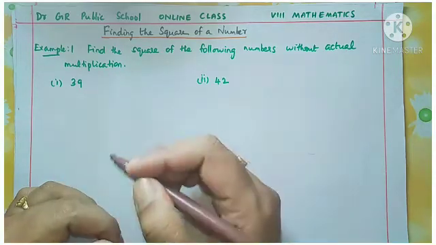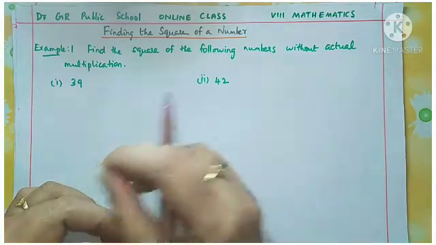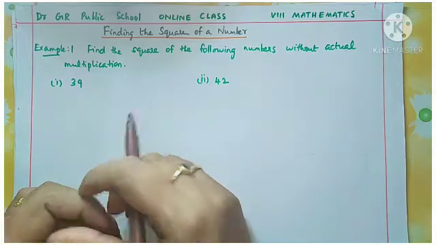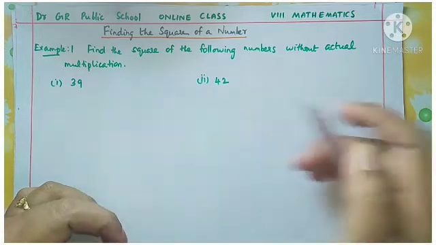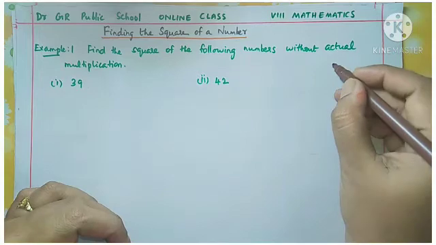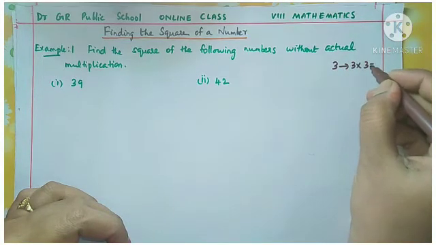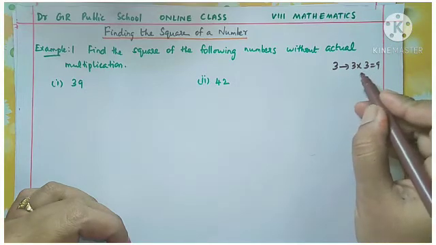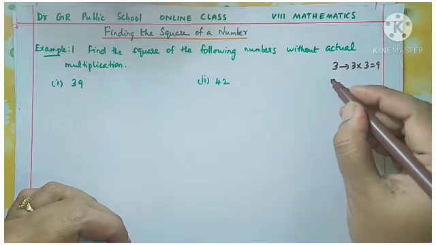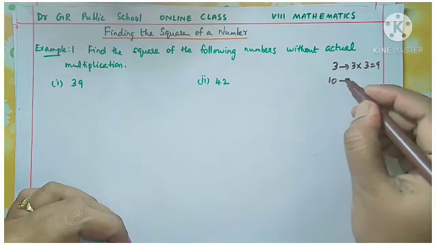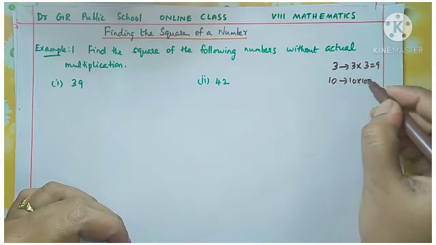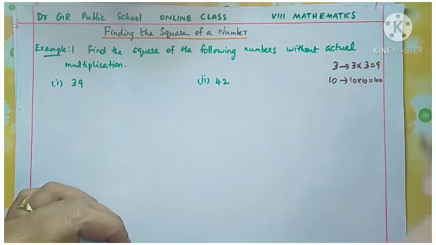In order to find the square of a number, we always use the process of multiplication. Correct? If we want to find the square of 3, we will do 3 into 3. That is 9. So here comes multiplication. Also, if you want to find the square of 10, 10 into 10, that is 100. So these are all easy numbers.